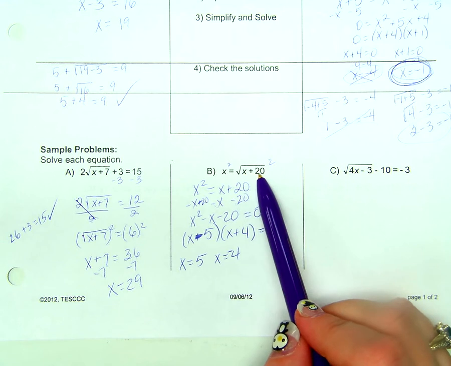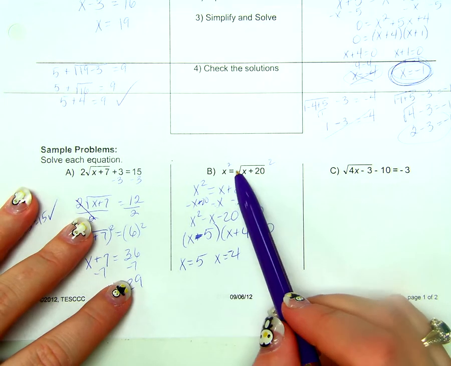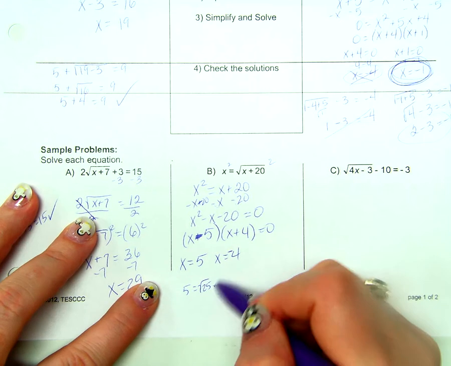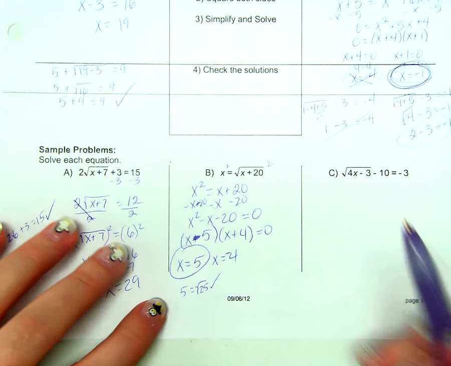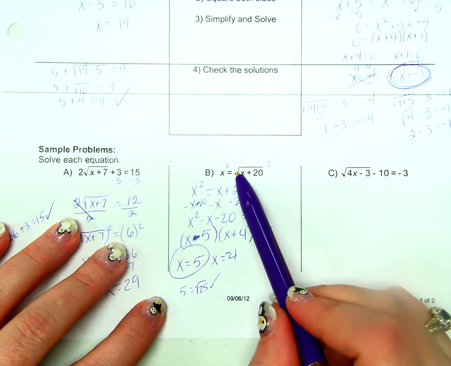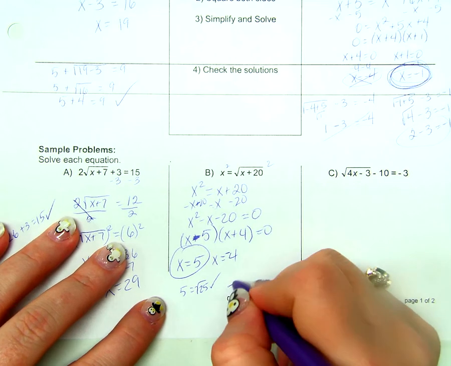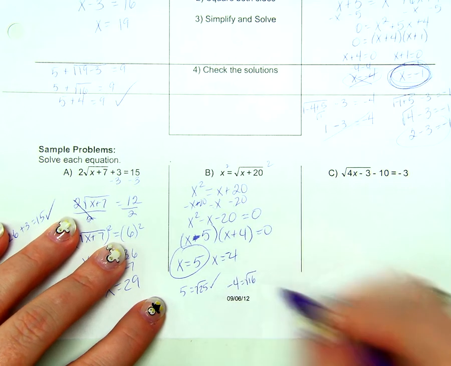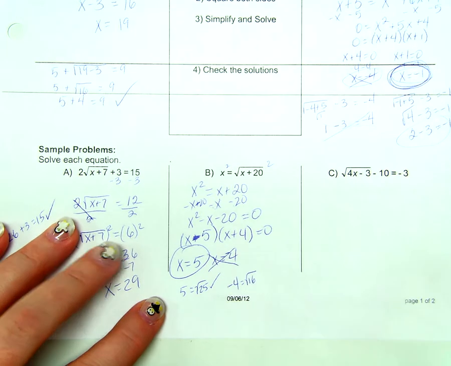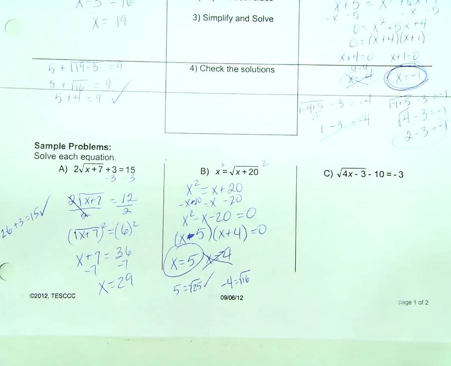5 plus 20 is 25. Square root of 25 is 5. So that one's good. That one works. Negative 4 plus 20 is 16. The square root of 16 is 4. Ooh, that one doesn't work. Okay so far? What about C?